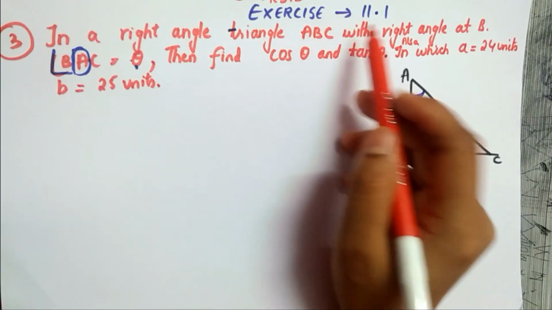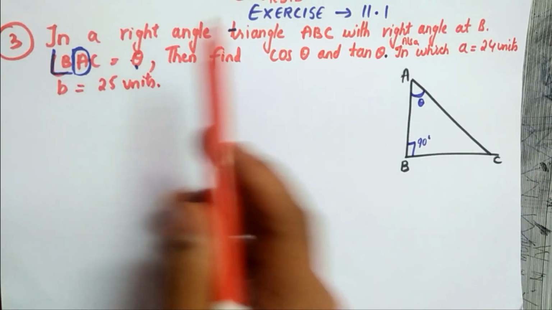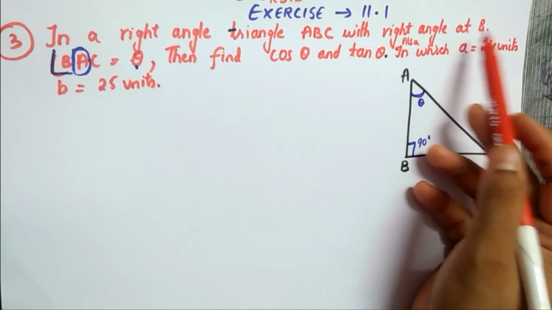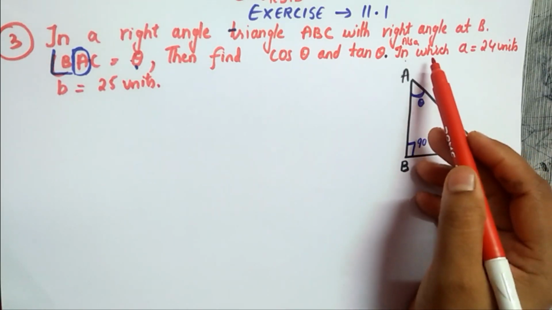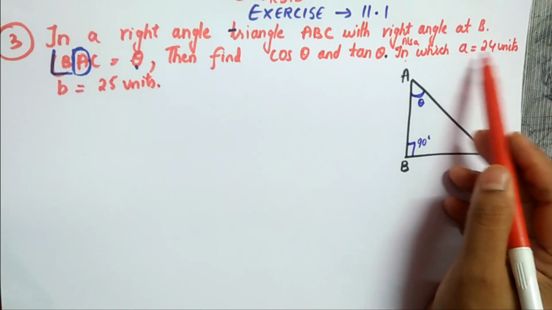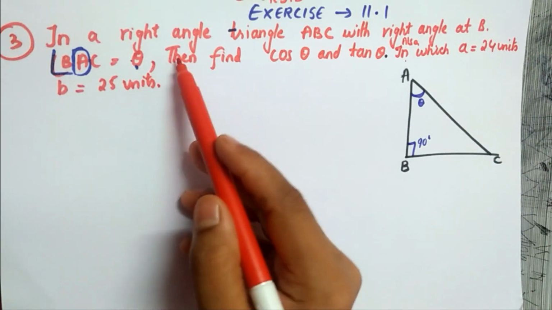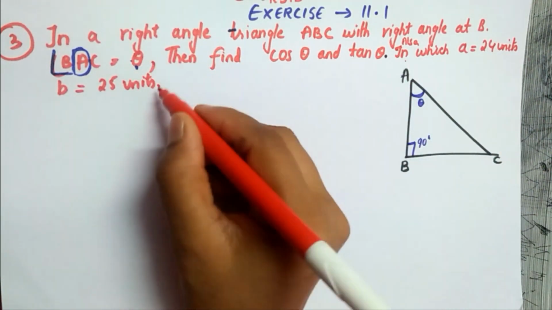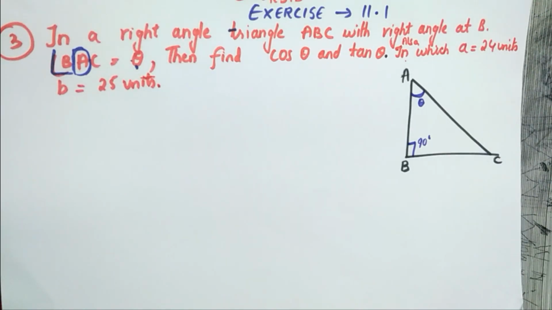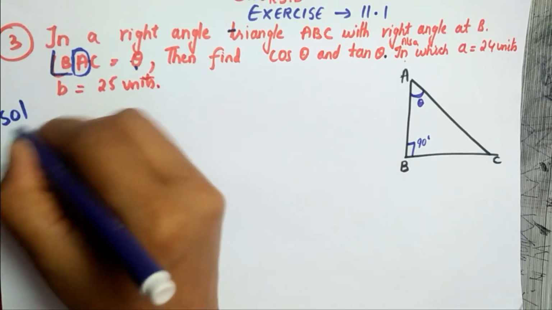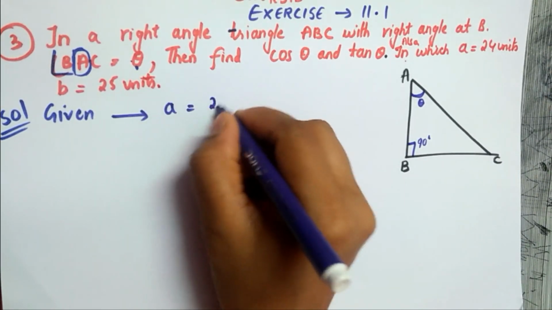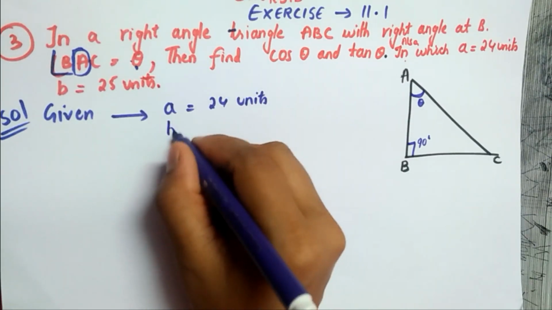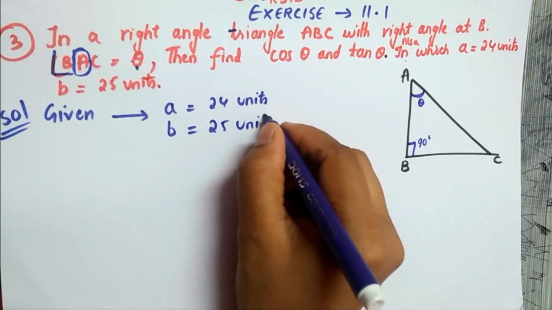Now, the third problem of exercise 11.1. In a right angle triangle ABC with a right angle at B, angle BAC is theta, and it is given that a is 24 units and b is 25 units. Then find cos theta and tan theta. This is a simple problem. Whenever there is a problem, the first thing to start with is writing the given aspects. What is given to us? We have to write a is 24 units, and small b is 25 units.